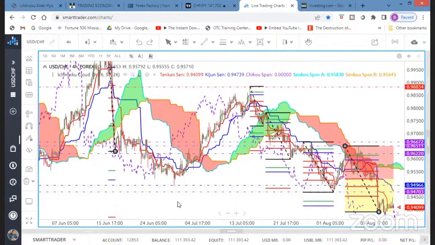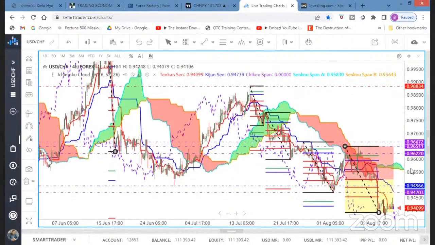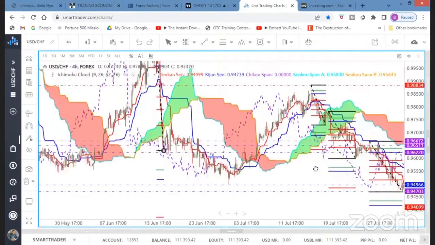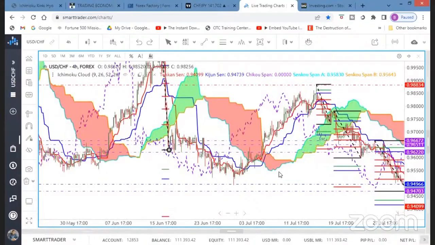Cassandra asks, can you take a look at your smart trader? Hold on, let me see. The settings on the Ichimoku on the cloud. Yes, yeah. I just wanted to take a quick mobile pic of it. Oh yeah, for sure. Gotcha.